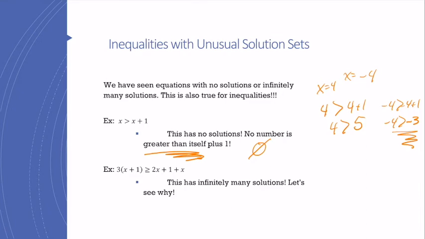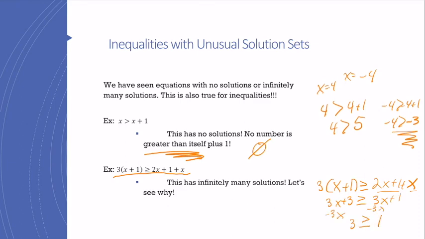Let's take a look at why this inequality right here has infinitely many solutions. So if I have 3 times x plus 1 is greater than or equal to 2x plus 1 plus x, I distribute, I combine like terms, subtract 3x from both sides, I get 3 is greater than or equal to 1. Well, this is always going to be a true statement, no matter what I plug in for x. So because it's always going to be a true statement, it has infinitely many solutions.